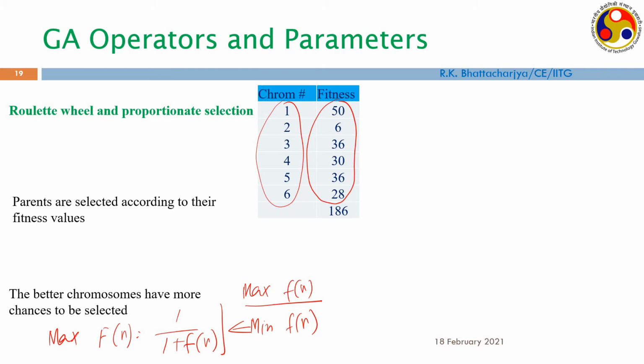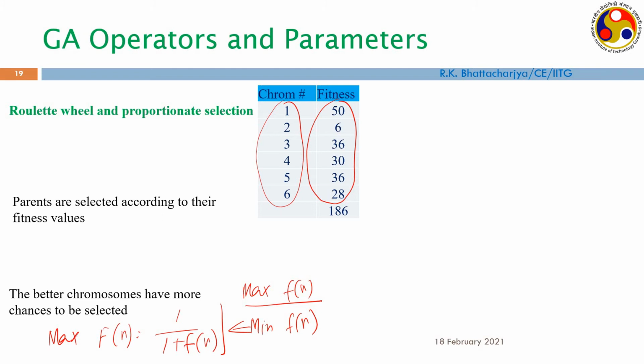Okay, so the first solution, the fitness value is 50, so this is the best solution of this particular population. Then the second solution is 6, that means that is the worst solution, and the other solutions are 36, 30, 36, 28, so they are between the best individual and the worst individual.